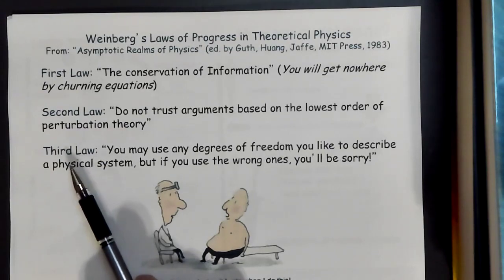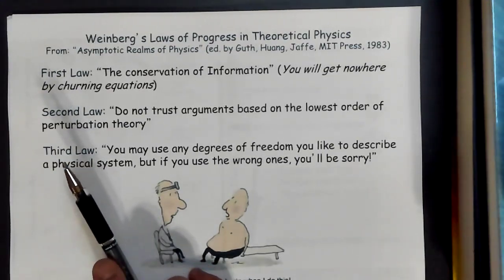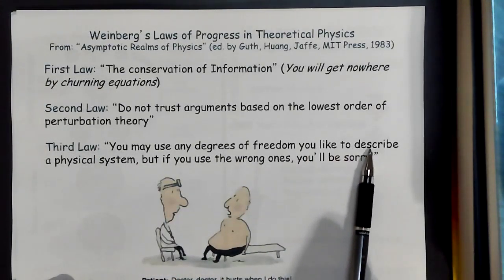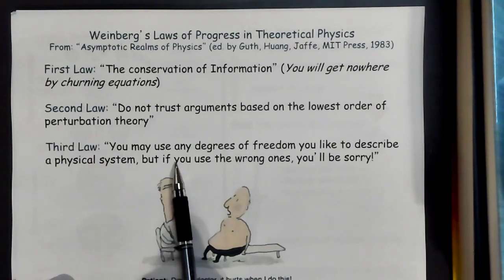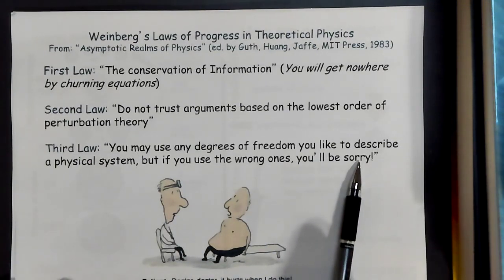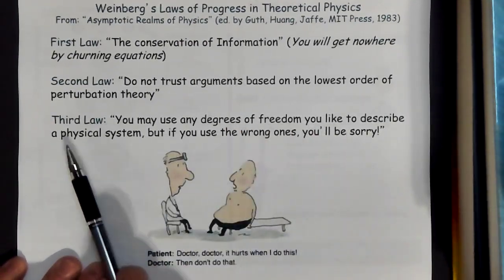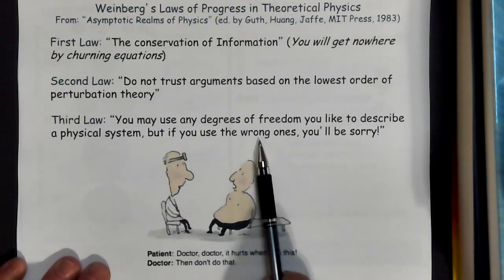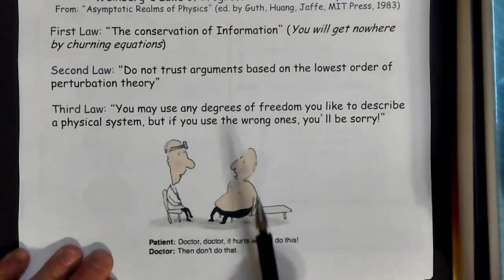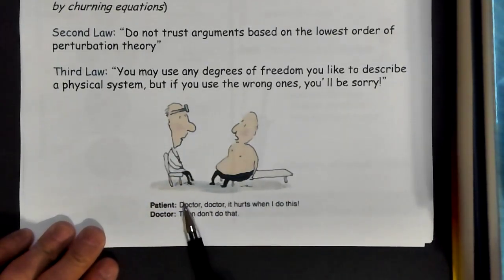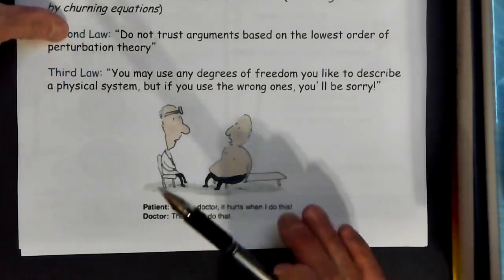But the third law is the one that gets the most attention. The third law of progress in theoretical physics is: you may use any degrees of freedom you like to describe a physical system, but if you use the wrong ones, you'll be sorry. So in other words, you have a choice as to how to describe what's going on, but if you don't make a good choice, you probably won't be able to describe it very well. And so there's a little cartoon here. Here's the doctor and the patient. The patient says, doctor, it hurts when I do this. And the doctor says, then don't do that. It's supposed to be in connection with that third law.